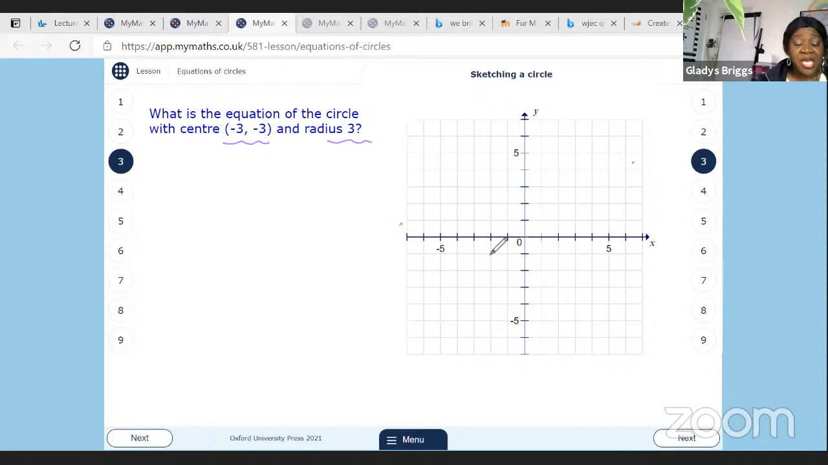You go to that point, x is -3, y is -3. You know where that point is, and then you draw the radius. It's going to be 3, and then you put your compass there, and you draw a circle around using that as the center. You can easily draw that, but how do you find the equation of that circle? Let's have a look.